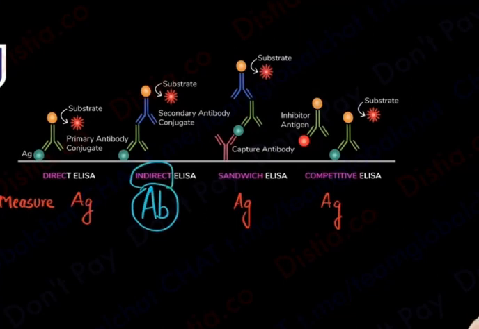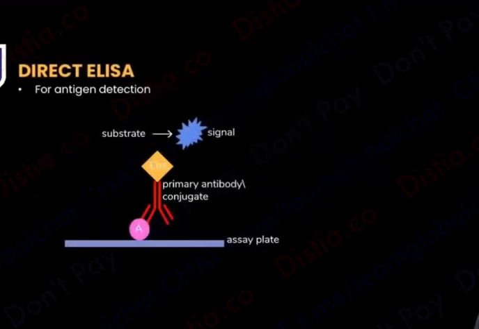You should know now what I am trying to look for in the patient. So in all of them, you are trying to look for antigens in the patient. The only one where you're trying to measure antibodies in the patient is indirect ELISA. Now let's go into the details. So what is a direct ELISA? Starting from the first one.